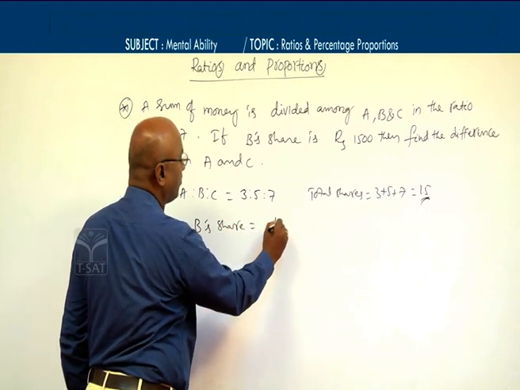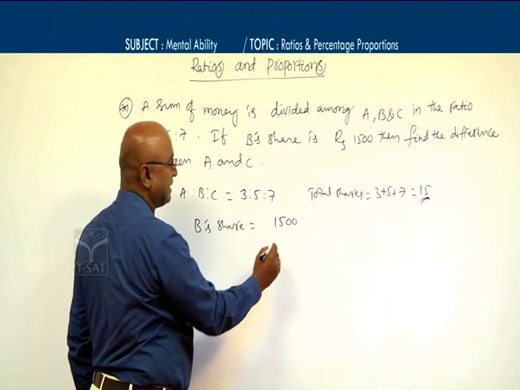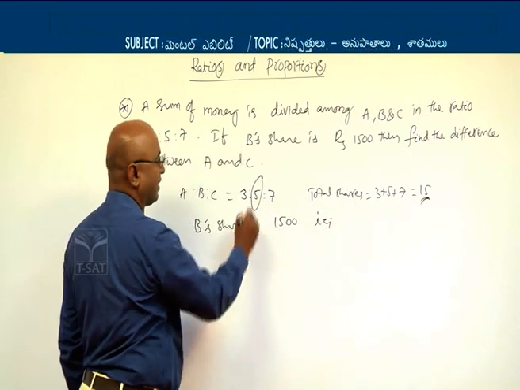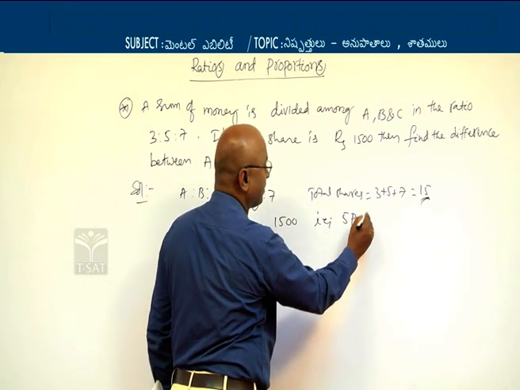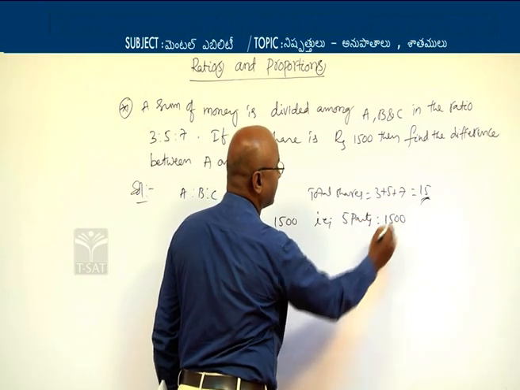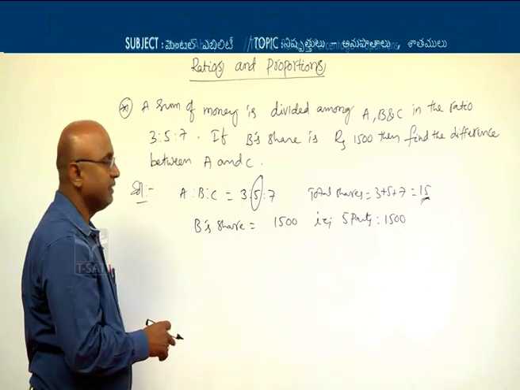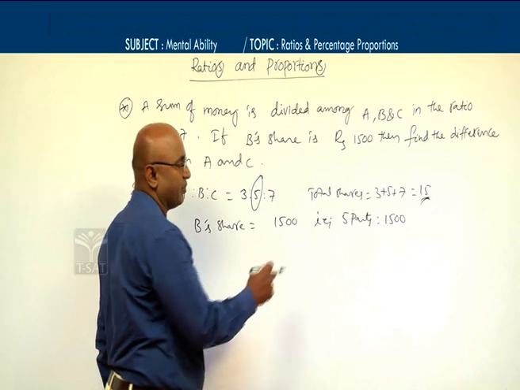B's share is equal to 1500 rupees. That is 5 parts. B's parts is 5. So 5 parts is equal to 1500. Then difference between the A and C shares is asked.